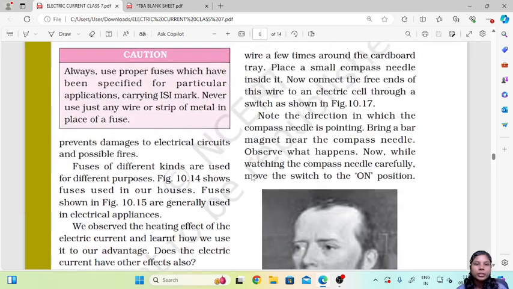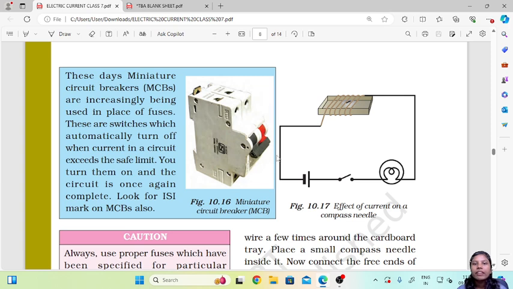So now here in this activity, they have taken a cardboard box, they have placed a magnetic needle inside it, and they have formed a complete circuit. Here there is a cell and there is the switchboard and there is a bulb over here. Anytime the switch is turned on, we see that there is some kind of deflection happening on the magnetic needle.